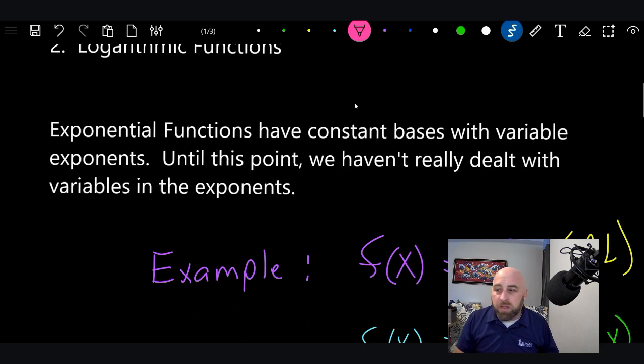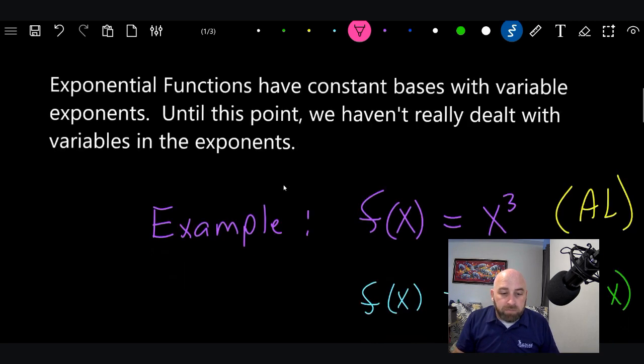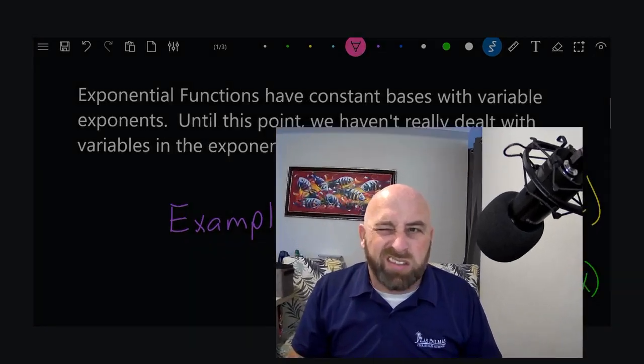You can look down there on the bottom of page 332, where it talks about exponential functions, and you'll see an example of one, and I want to talk about that. Exponential functions have constant bases with variable exponents. So what does that mean? Until this point, we haven't really dealt with variables in the exponent. We've dealt with x cubed, x squared, x to the fourth. We haven't dealt with 3 to the x.